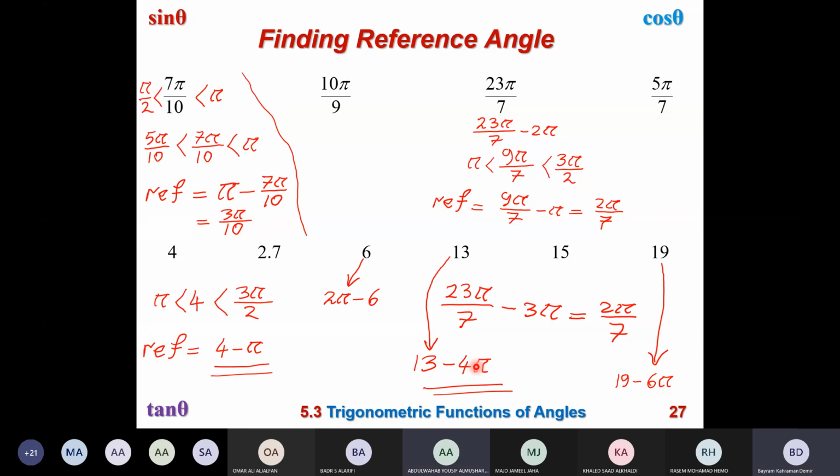4 times 3.14, right? 4 times 3.14 is 12.56. If you subtract from 13, it will give you 0 point something, which is a quite small angle. So it is a reference angle also. Yes, it is coterminal, also reference. Yes, the small angle, it is in the first quadrant, right? Yes. 13 minus 4 pi is a small angle, Shabab.